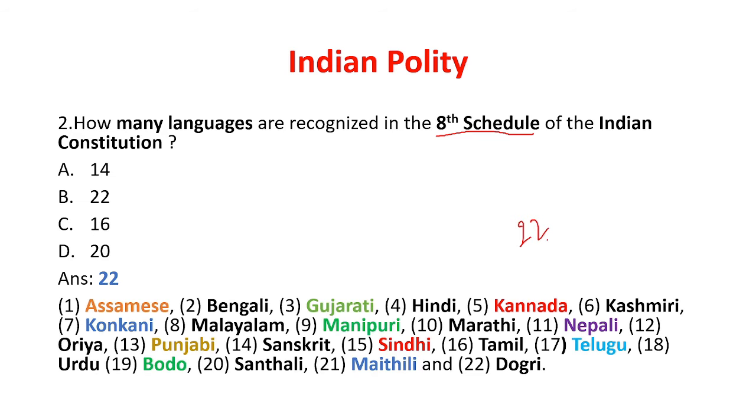And we'll see what are those 22 languages. Assamese, Bengali, Gujarati, Hindi, Kannada, Kashmiri, Konkani, Malayalam, Manipuri, Marathi, Nepali, Oriya, Punjabi, Sanskrit, Sindhi, Tamil, Telugu, Urdu, Bodo, Santali, Maithili and Dogri. These are the 22 languages which are recognized in the 8th schedule of the Indian Constitution.